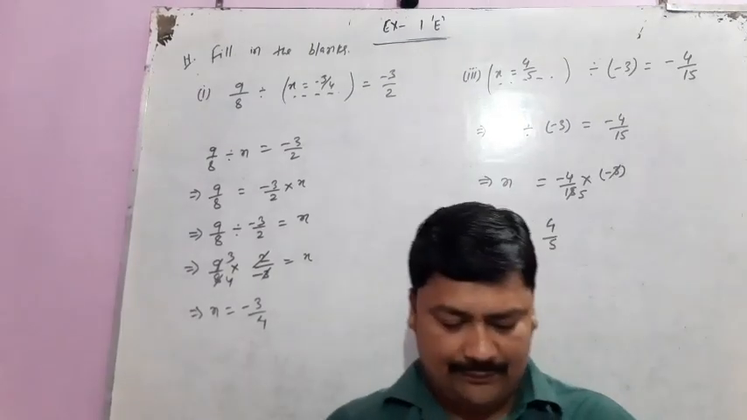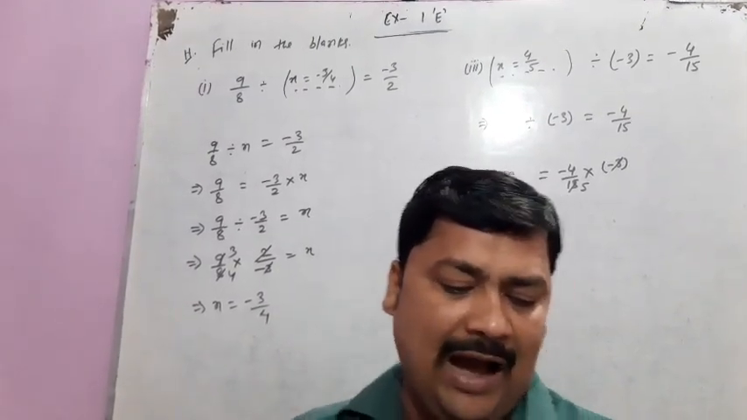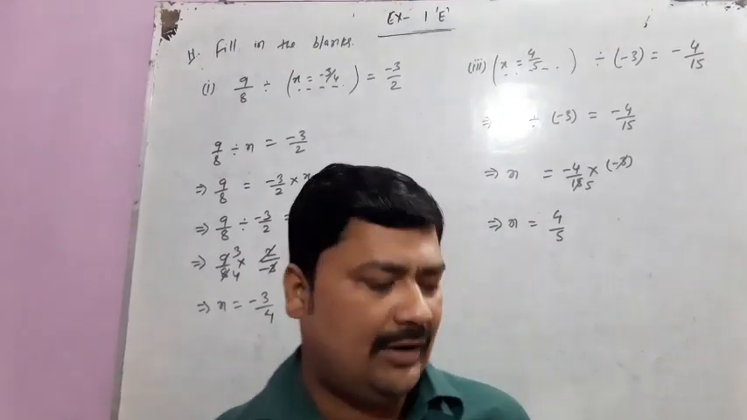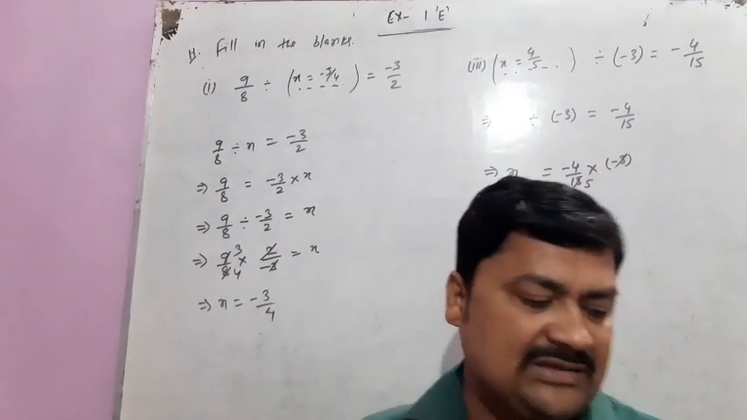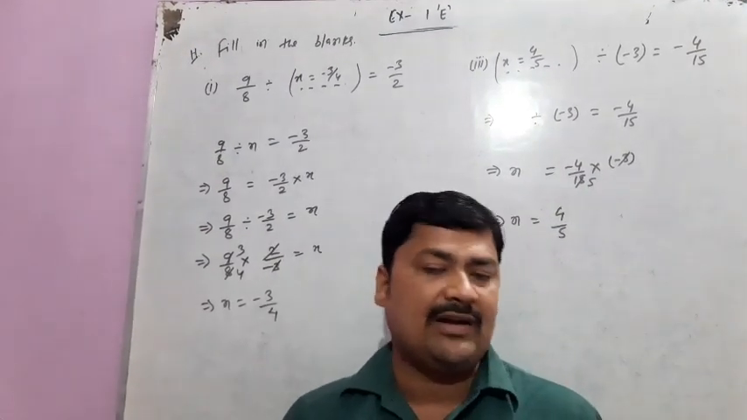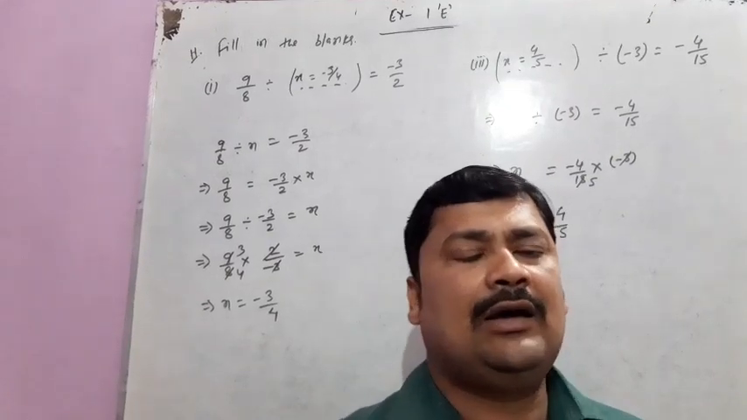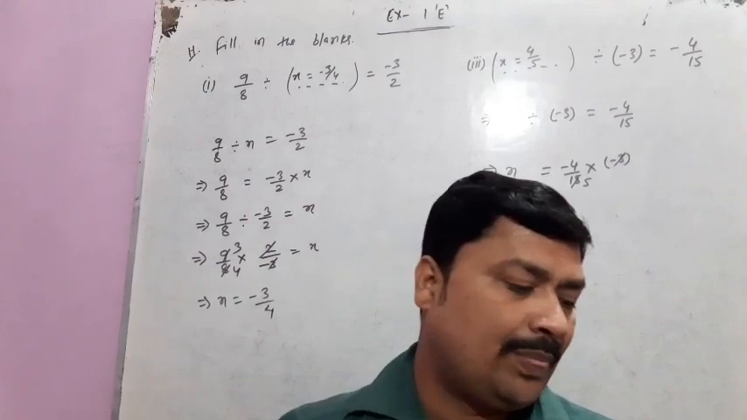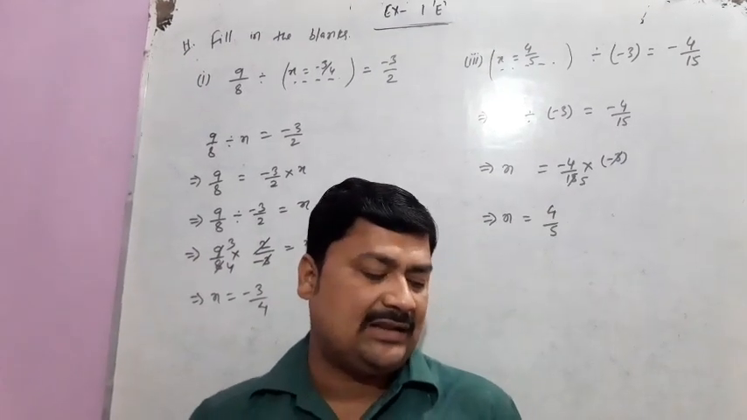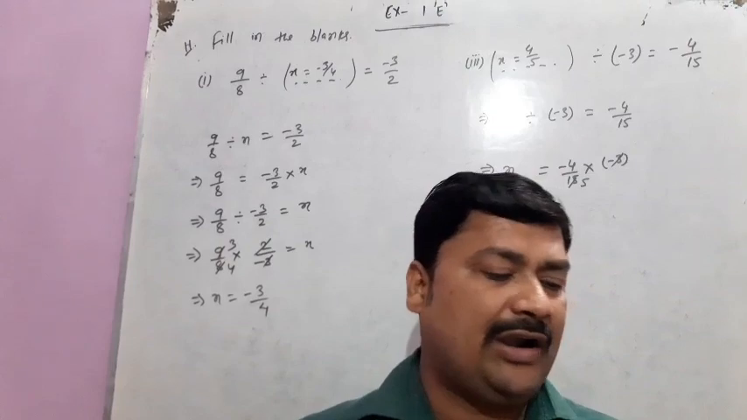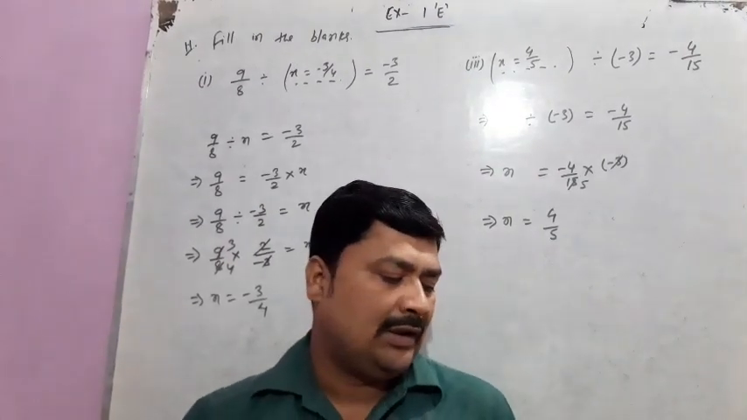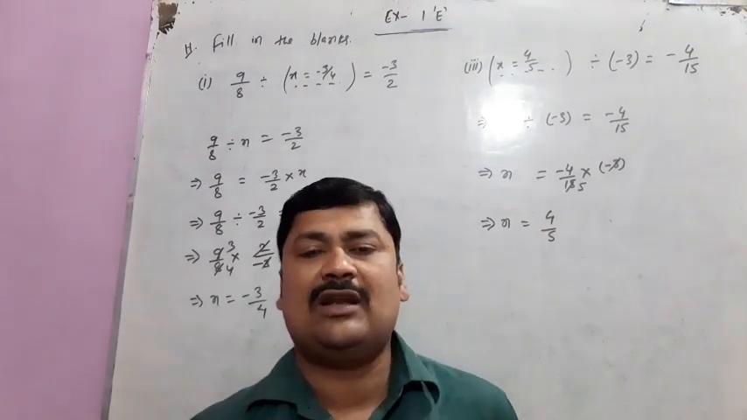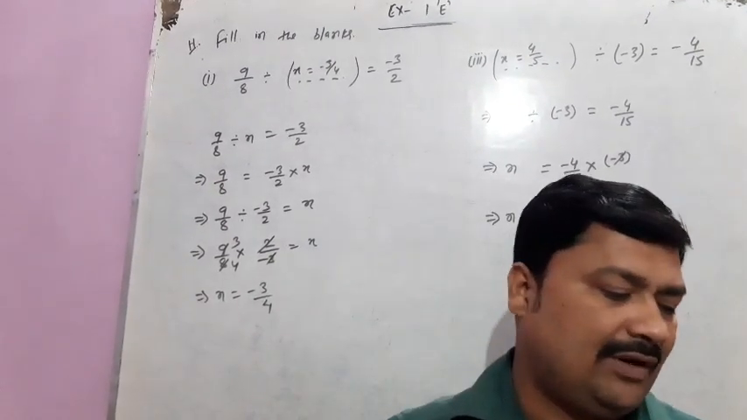Now in question number 12, the very first is: are rational numbers always closed under division? No, rational numbers are not always closed under division. Are rational numbers always commutative under division? No, in some cases they may be, but not always, so the answer is no. Are rational numbers always associative under division? No, they are not always associative under division.